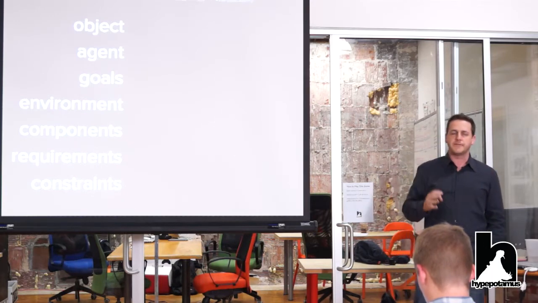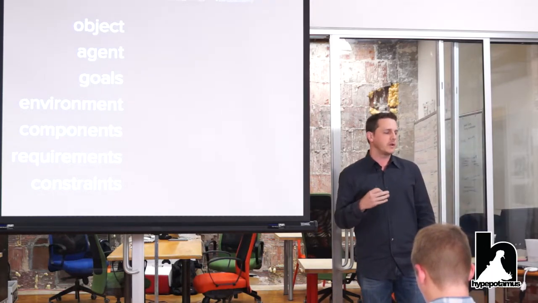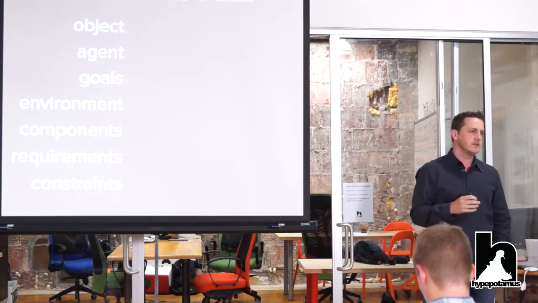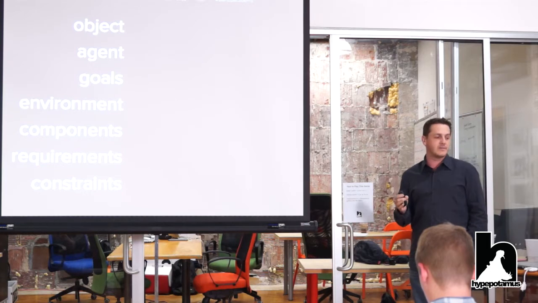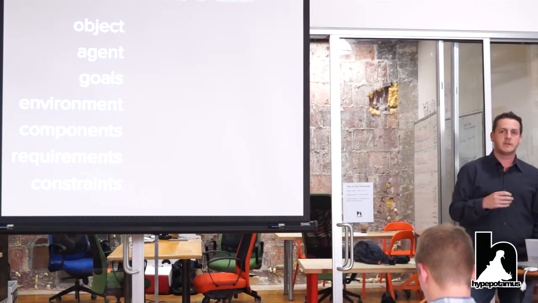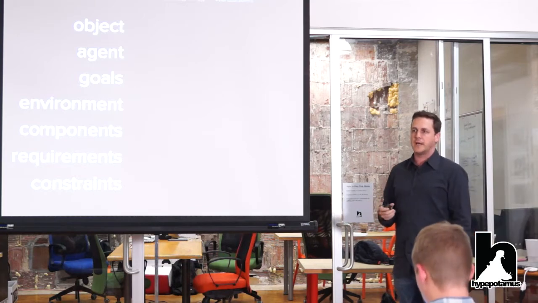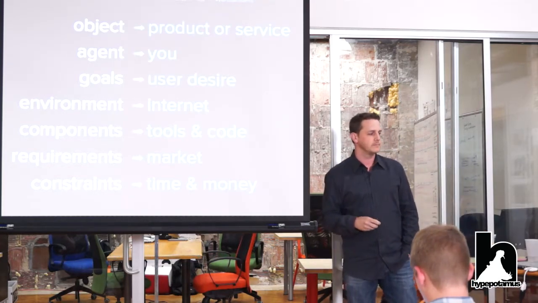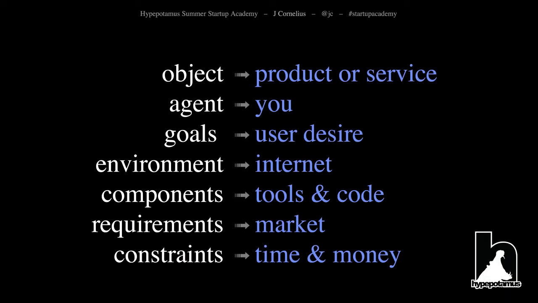Wikipedia has this rather meaty definition: design is the creation of an object by an agent designed to achieve goals in a certain environment using a set of components to satisfy a set of requirements, limited by a set of constraints. This is how this relates to you. The object is the product or service that you're creating. You are that agent. The goal is to create user desire. The environment for most of you will be the internet. Some of you are making physical products. That's fine too. The components are the tools and the code that you use to craft this. The requirements are set by the market. And the constraints are usually time and money.